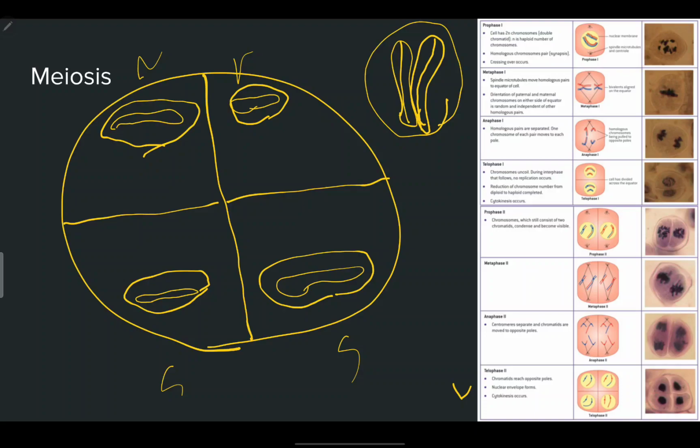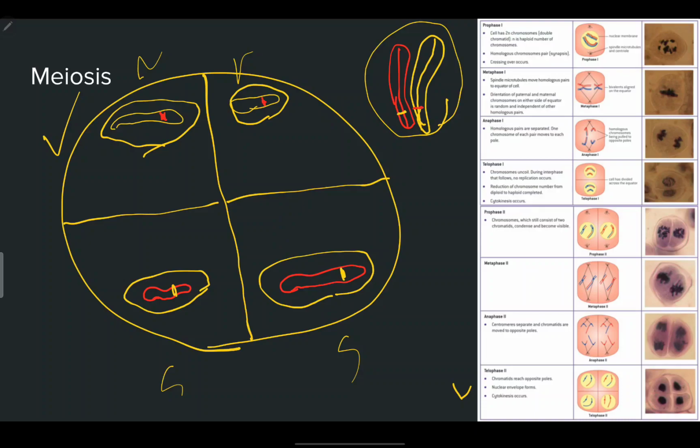And as we had crossing over in prophase 1, in the very beginning, so as we divided these two chromatids which had crossing over, thus cell 1, cell 2, cell 3, and cell 4 are going to give a different kind of DNA to each new offspring.